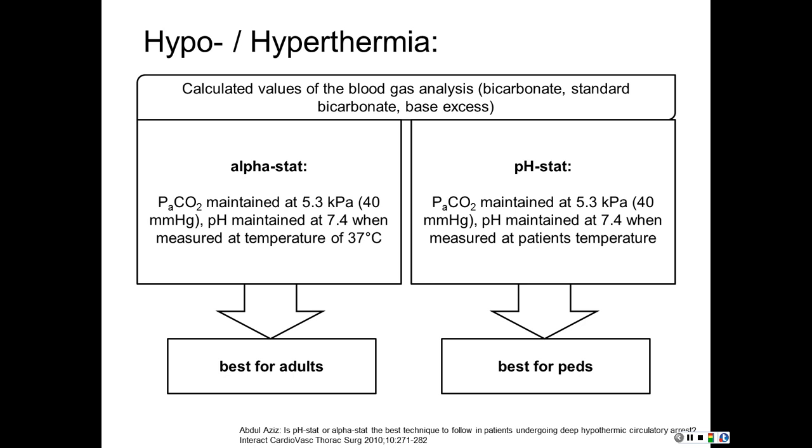I don't know that it's been studied in adults. I don't think it's been studied and shown to be any different. I think it's really only been studied in pediatrics where they showed pH stat to be better. So I'm sure whenever you start doing cardiac, this will be one of the things that comes up. Generally, because we don't know any better, we treat adults with the alpha stat, and we treat peds, where we do know better, potentially, with pH stat management.